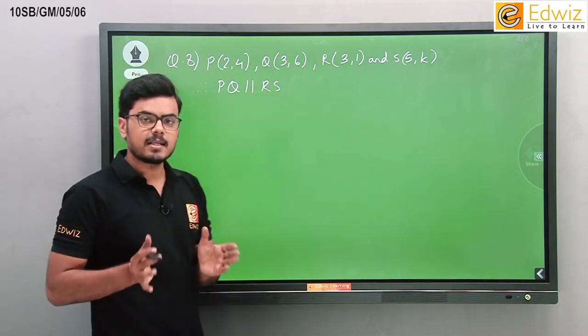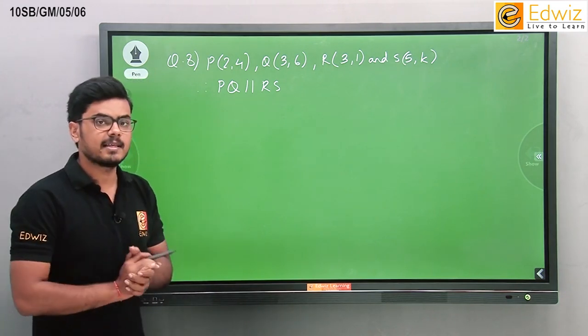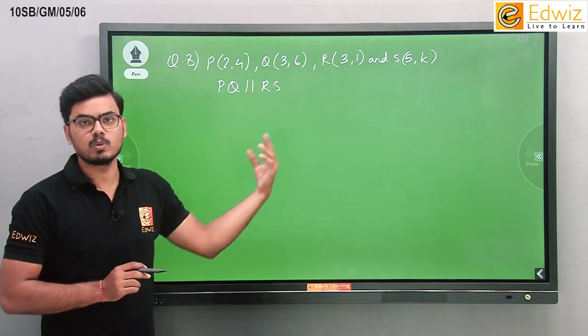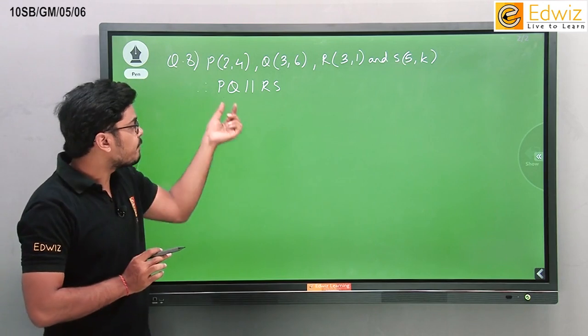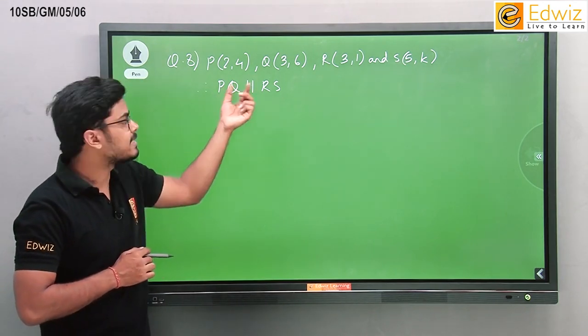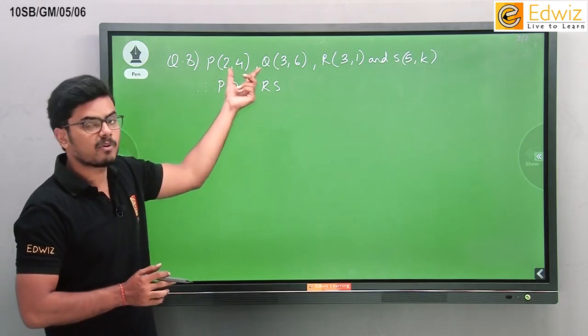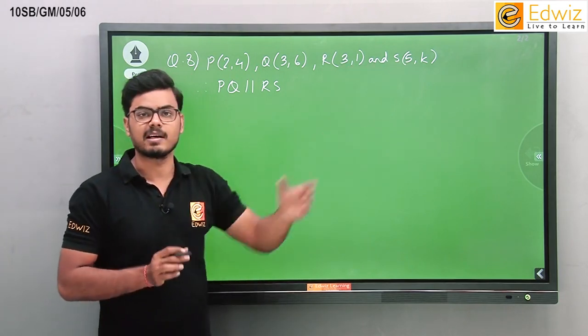Now when we studied the properties of slope of line, we saw that if two lines are parallel, the slope of those two lines is going to be equal. Correct? We studied that property earlier. So if PQ is parallel to RS, that means the slope of PQ is equal to the slope of RS. So from here we can find out the slope of PQ and then equate it with the slope of RS to find the value of k.